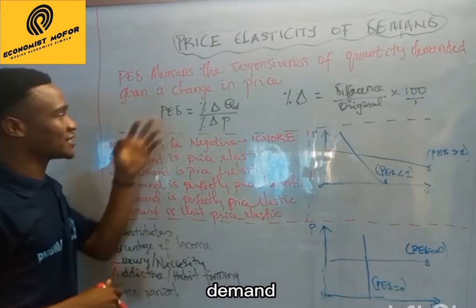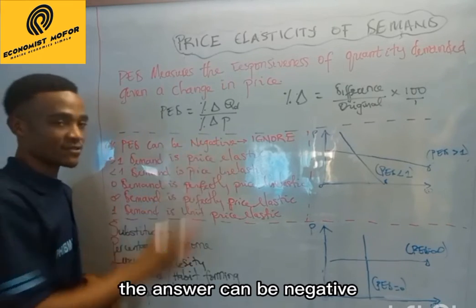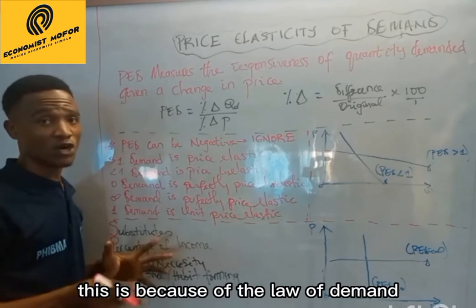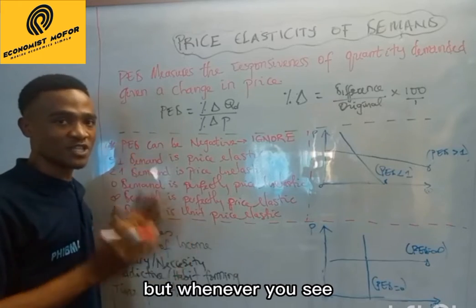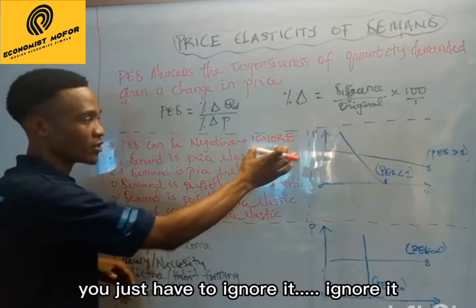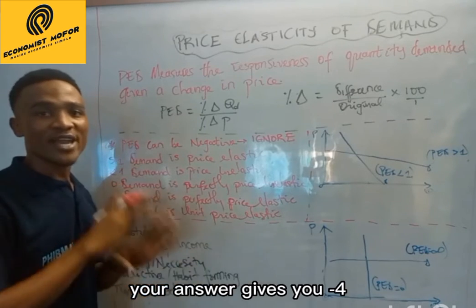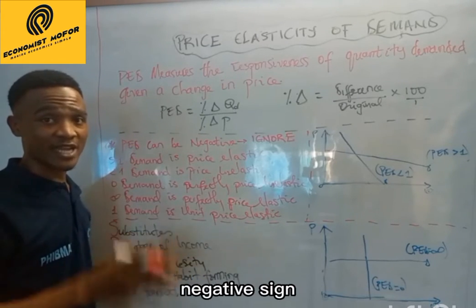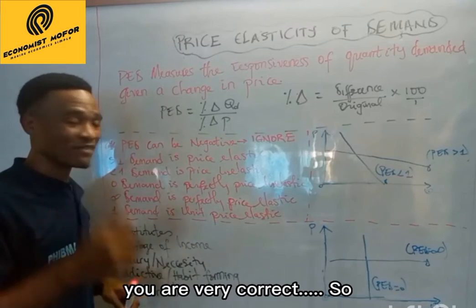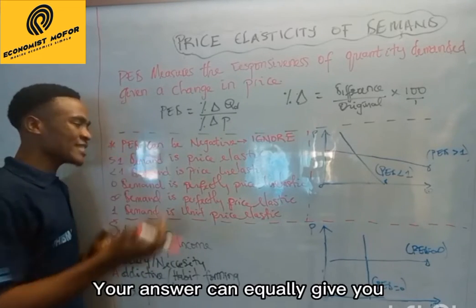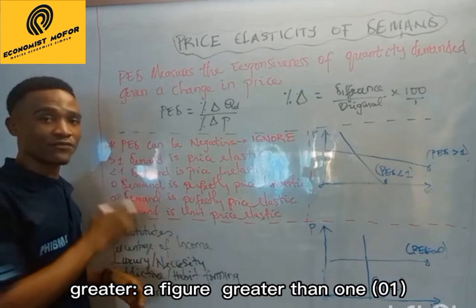After calculating your price elasticity of demand, the answer can be negative. This is because of the law of demand, okay? But whenever you see a negative, you just have to ignore it. For example, if the answer gives you negative 4, ignore the minus sign and put just 4 as your answer. Your answer can equally give you a figure greater than 1.